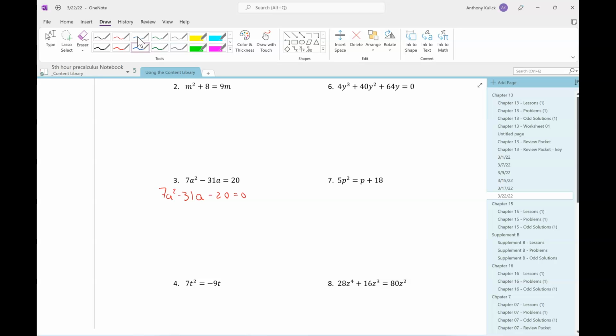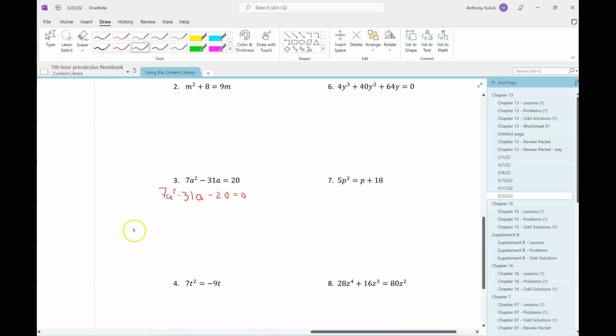So what this tells me is that I can do this 2 different ways. Since we're solving, we could try to factor this. Maybe it'll factor, maybe it won't. I'm not sure by looking at it. Or I could do the quadratic formula, which I know will always work. That would be the choice that I would make here.